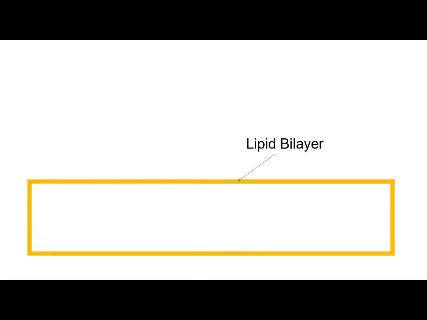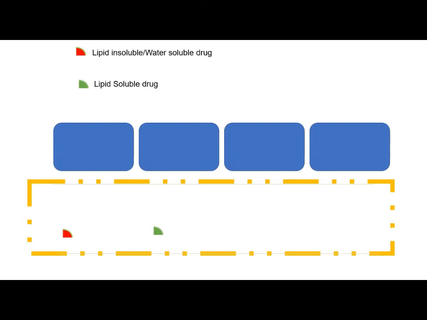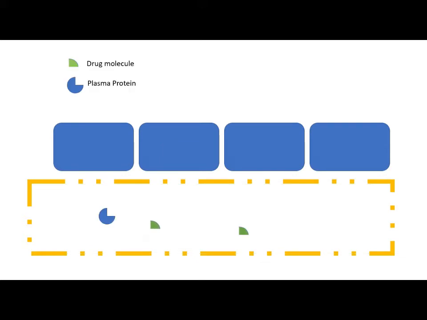Let's understand this way. Blood vessel walls consist of a lipid bilayer, which means a lipid-soluble drug can easily pass through the wall, whereas a lipid-insoluble drug cannot. Hence, a drug which is highly lipid-soluble tends to distribute rapidly to the rest of the body, increasing the volume of distribution, and vice versa.